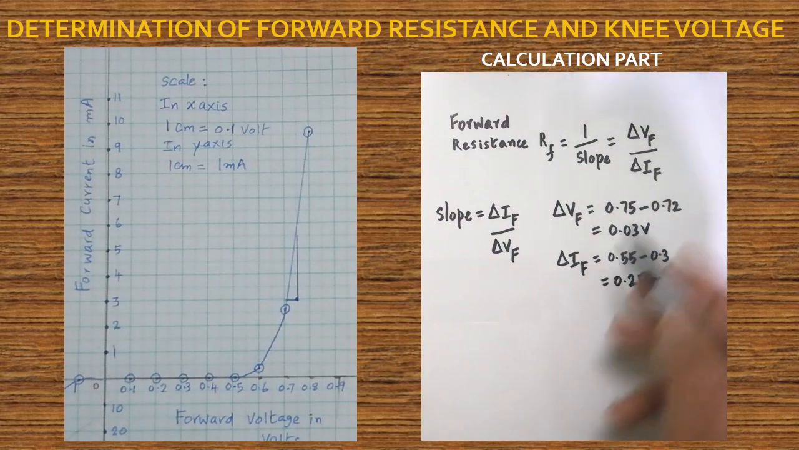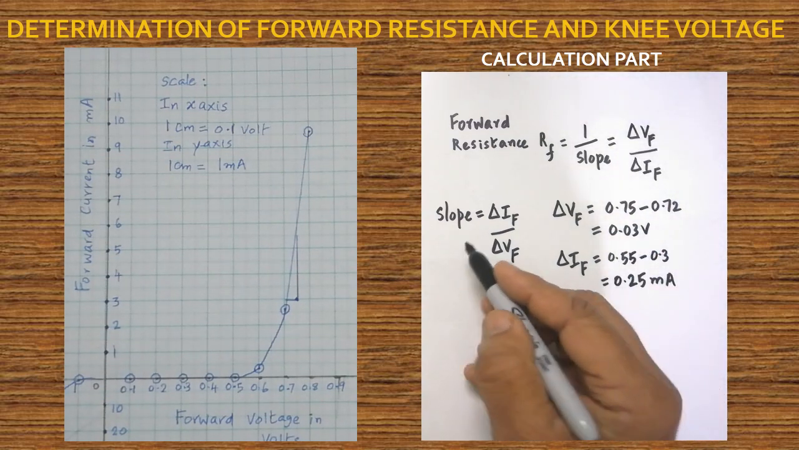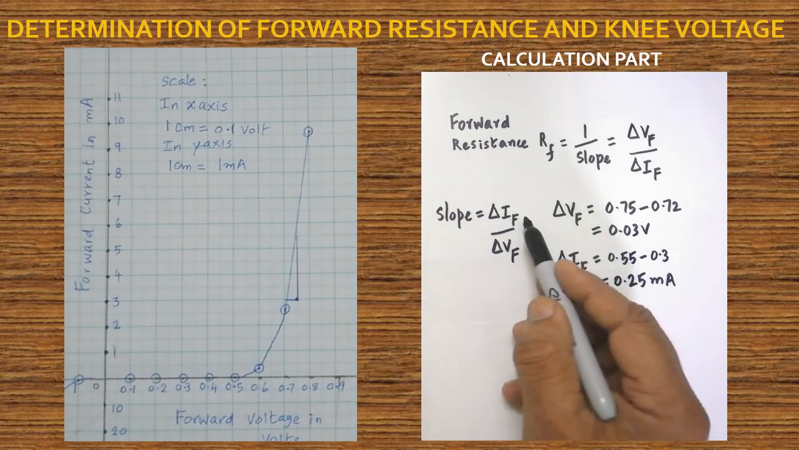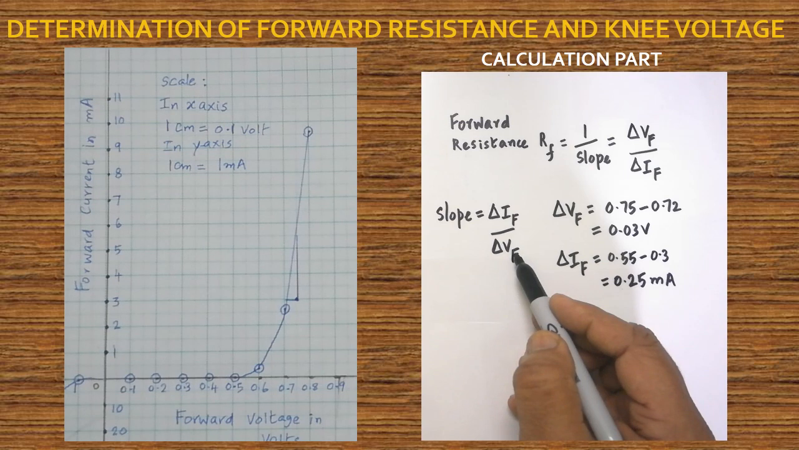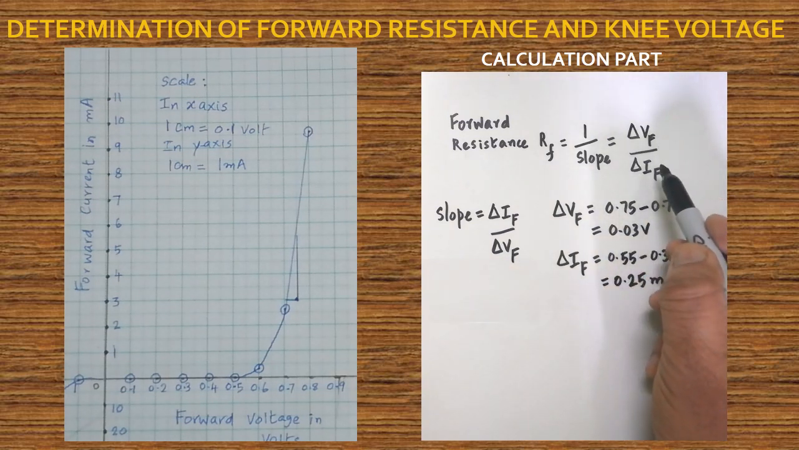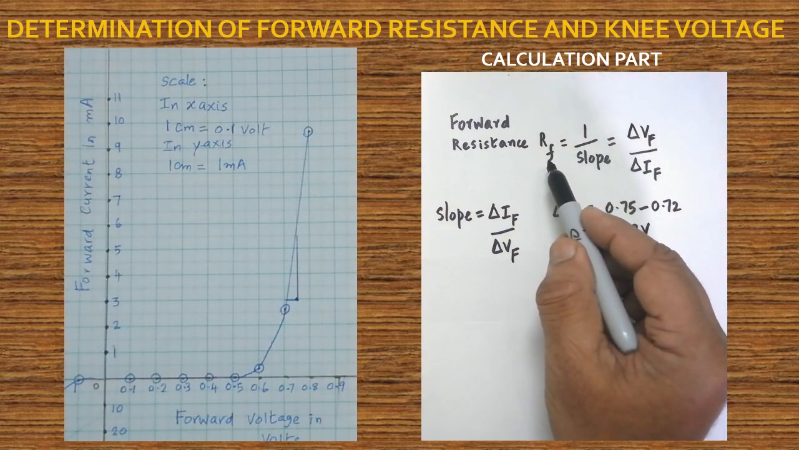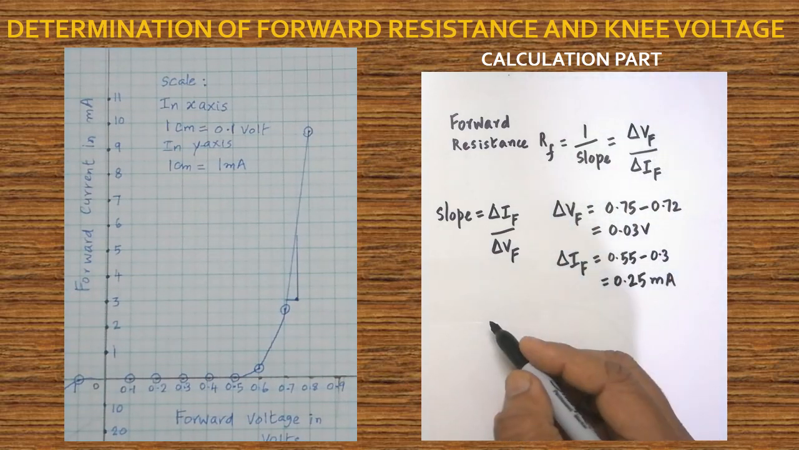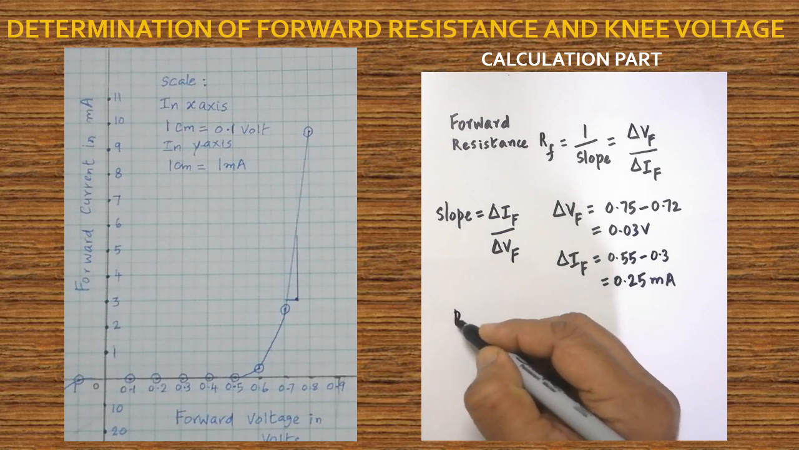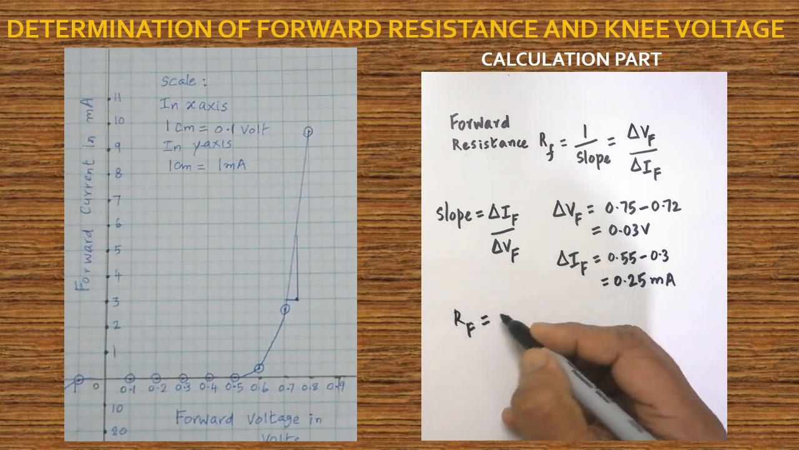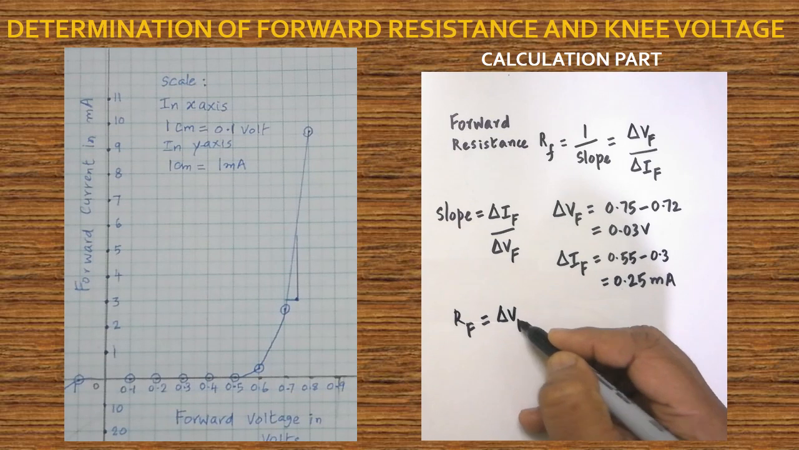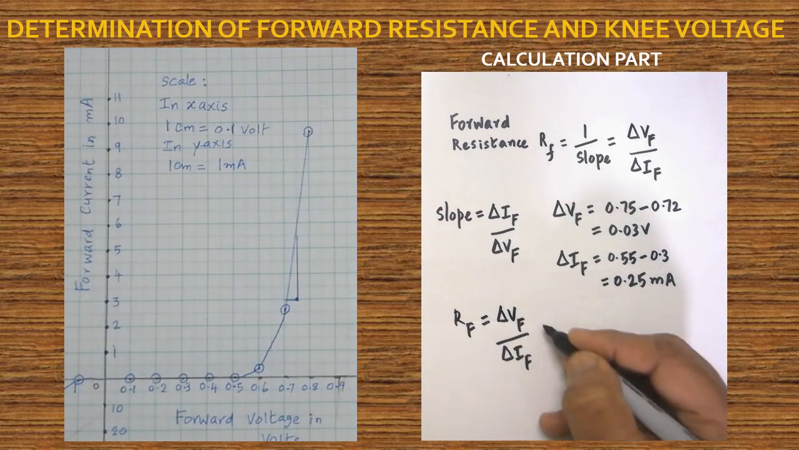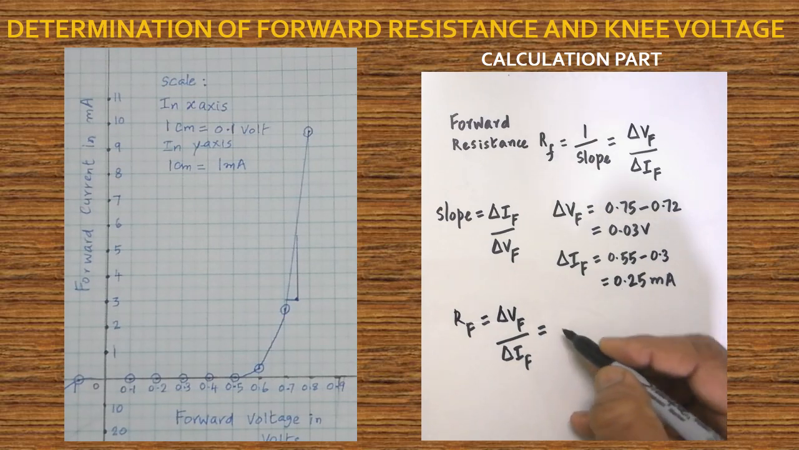Substitute both the two values in the formula. Actually, the slope is nothing but dy by dx. It's nothing but del IF divided by del VF. If you reciprocate the slope, you will get the forward resistance formula. It's nothing but Ohm's law formula, V by I is equal to R. Here I am going to substitute the values in the formula. RF is equal to del VF divided by del IF.